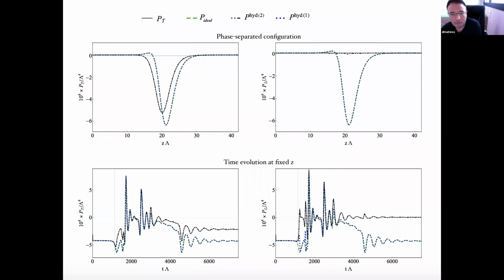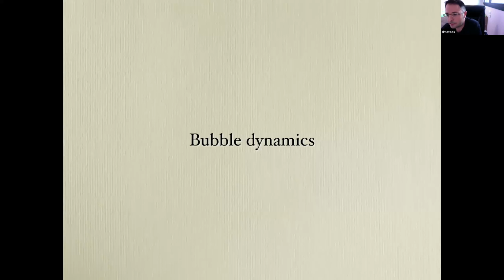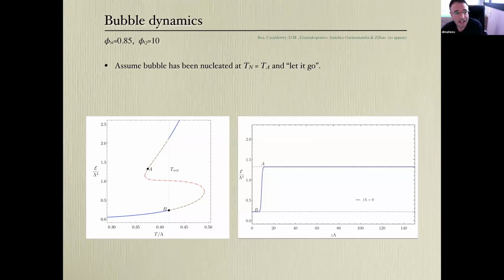Okay, so let me move to bubbles, because otherwise I won't get to that. So now I'm going to take just different values of these parameters simply for technical convenience. And what I'm going to do is the following thing. So here's again the phase diagram with the first order phase transition at this critical temperature. What I want to do is to prepare a state.